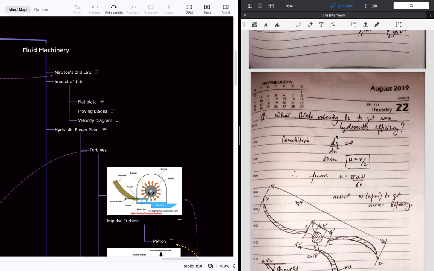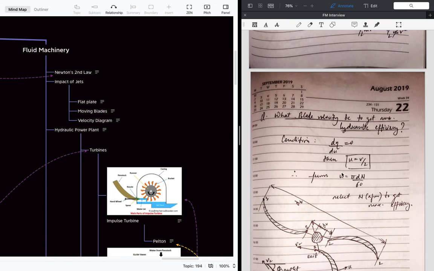For maximum hydraulic efficiency, the differentiation of hydraulic efficiency with respect to the changing blade velocity should be zero. In that case, we see that the blade velocity should be half of the jet velocity. And as we know, the blade velocity formula is pi d n by 60.